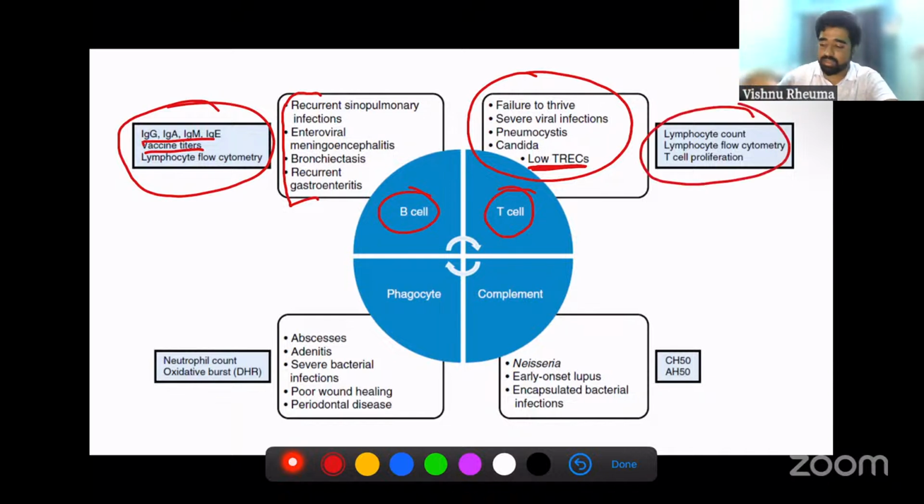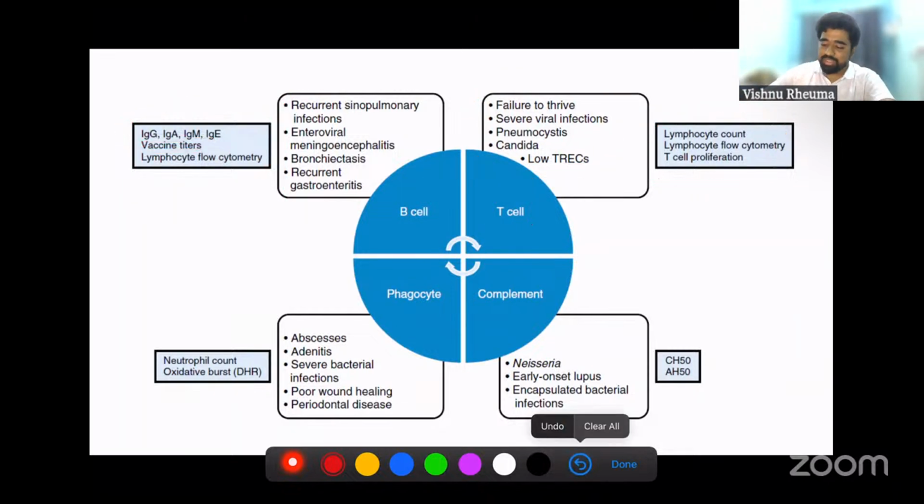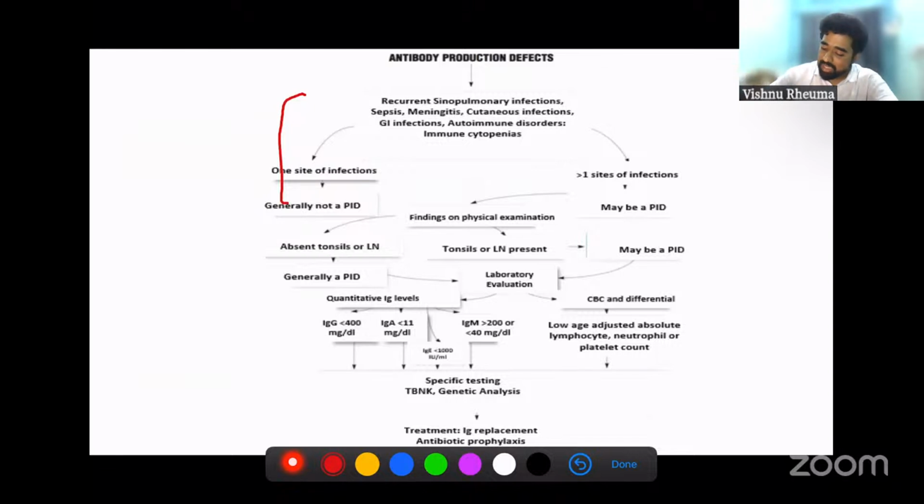And you do other tests, that is your basic lymphocyte count, etc. This is already discussed. This is something that is basically summarized into one image. So you can take a screenshot and you can keep it as a basic overview of approach, as well as the infections that are there in each subtype of primary immunodeficiency. Then, again, these are kind of flow charts.